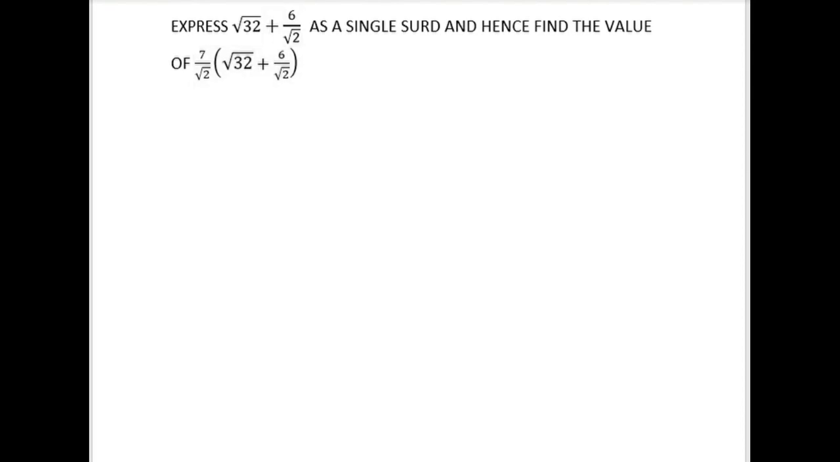Alright, so in this question we will first of all work with this part. We're going to express this as a single Surd and then find its value. So, solution. This is root 32 plus 6 all over root 2. So I'm going to simplify this fraction.